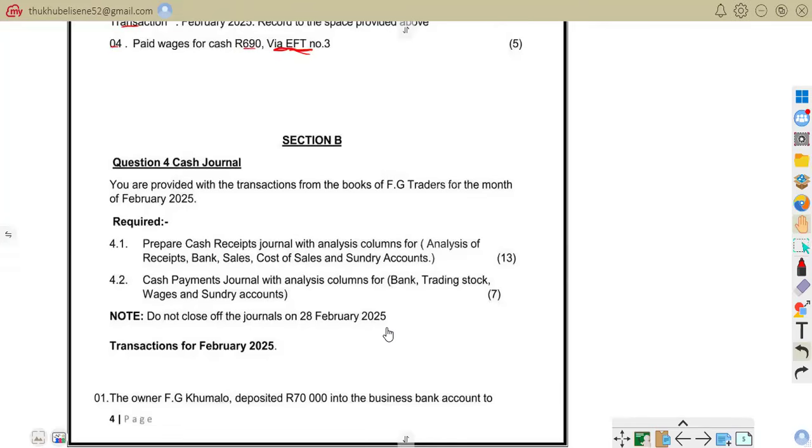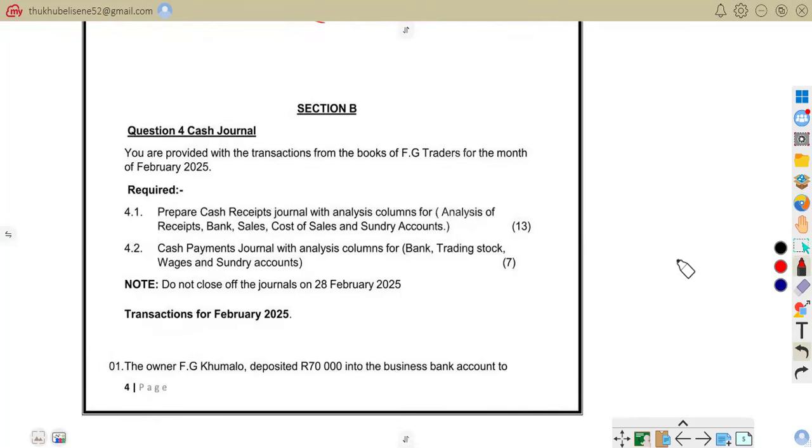Now we are on question 4. Question 4 is about cash journals. So as it says, that is section B, you are provided with the transactions from the books of FG Traders for the month of February 2025. So our year end is February 2025. So required 4.1, prepare cash receipt journal with analysis columns.